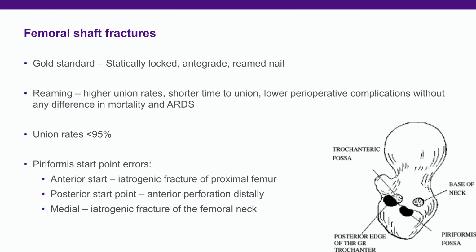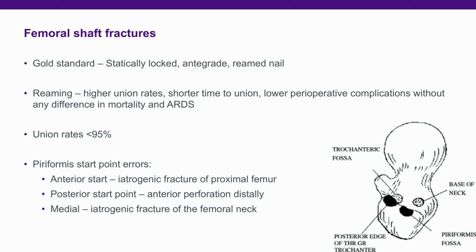The gold standard in treatment of these injuries is a statically locked antegrade reamed nail. Reaming is better, especially as the reamer designs have changed over time. Reamers now have deep flutes and a thin reamer diameter, so the reamer doesn't act like a plunger, causing pulmonary issues. Reaming leads to higher union rates, shorter time to union, and lower perioperative complications without any difference in mortality and ARDS, and union rates are as high as 95%.